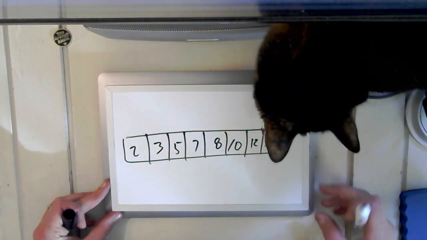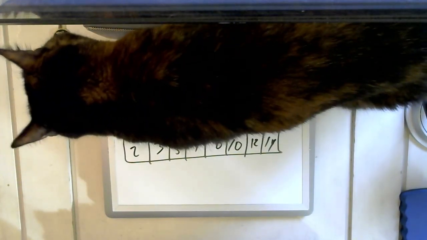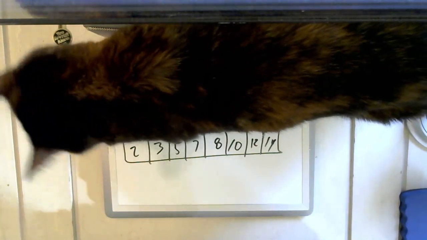All right, so I've got this data here. And now let's say I want to start looking for a value in the array.